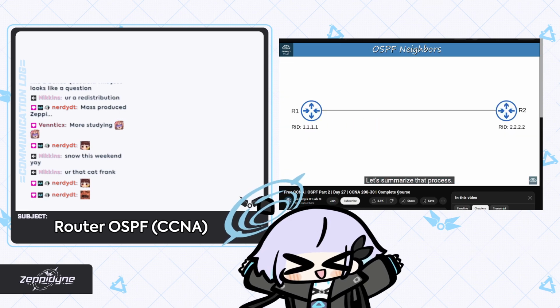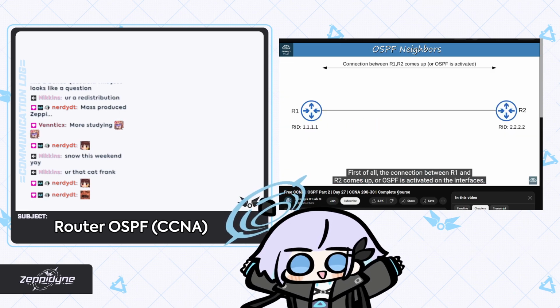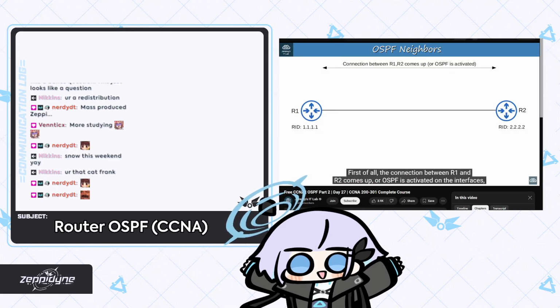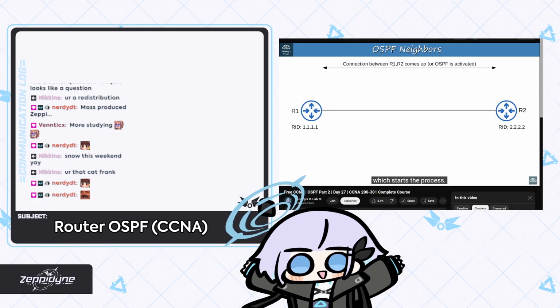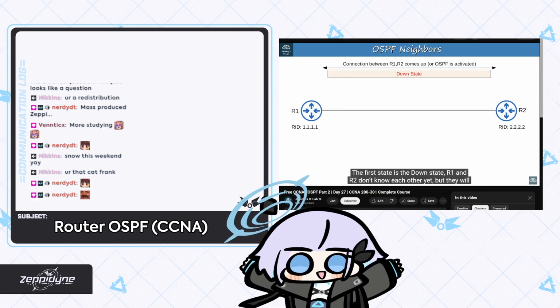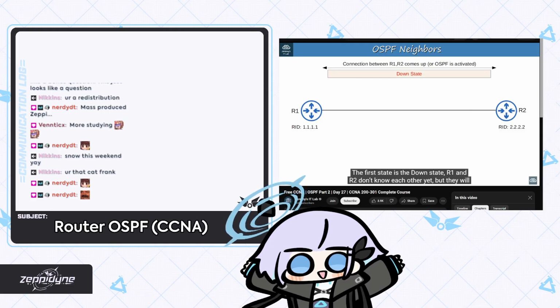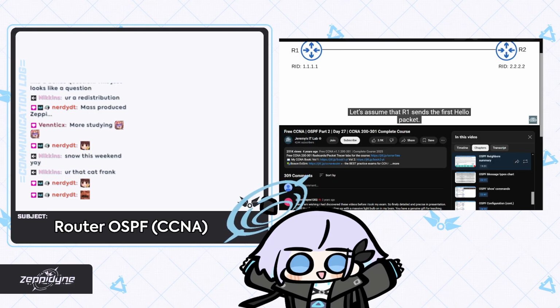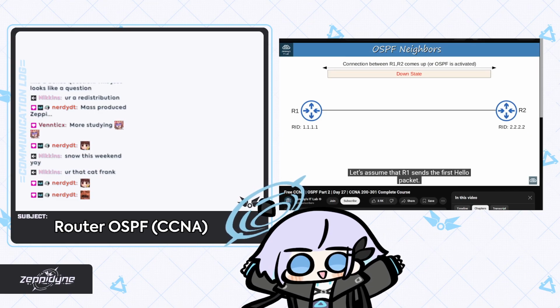Let's summarize that process. It's huge. First of all, the connection between R1 and R2 comes up, or OSPF is activated on the interface, which starts the process. The first state is the down state. R1 and R2 don't know each other yet, but they will send hello packets out of their interfaces.